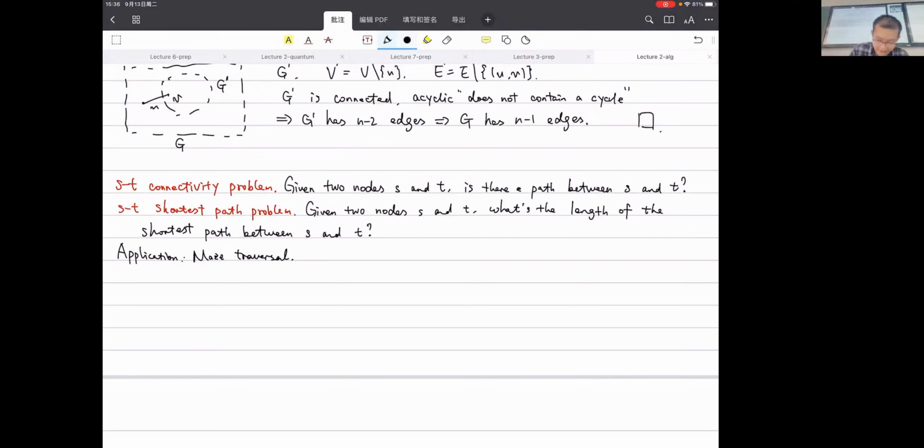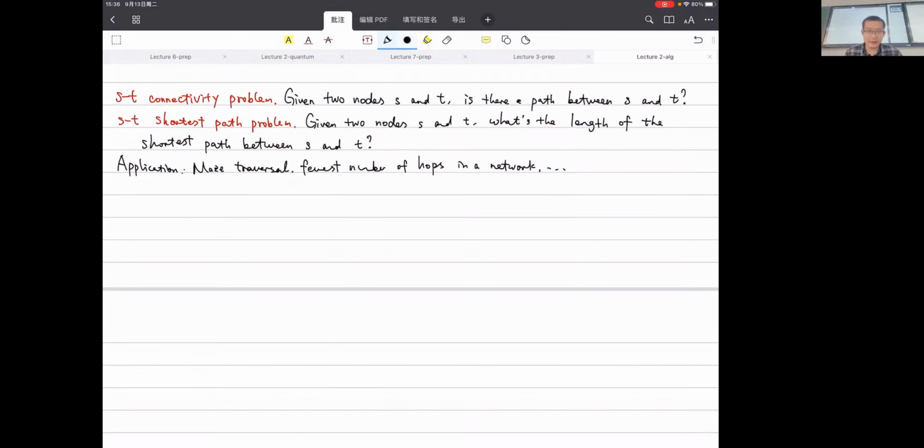And maybe also, for instance, in network science, you may want the fewest number of hops in a network, etc. So such a shortest path problem is in general of a lot of interest and has a lot of applications in many practical situations. So let's think about how we can give a good algorithm for finding a shortest path.